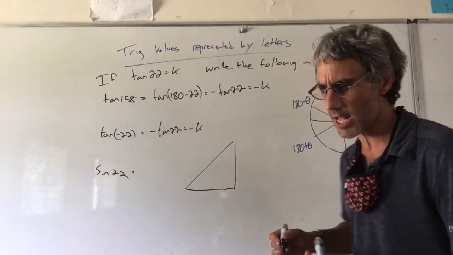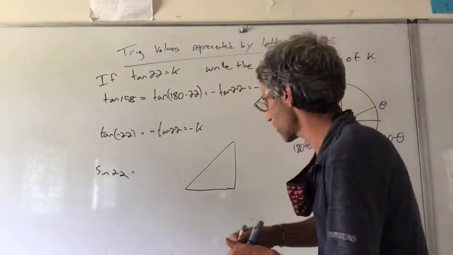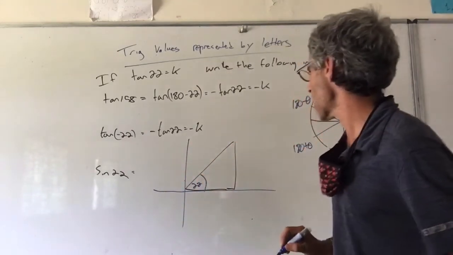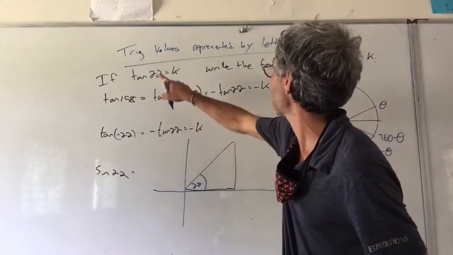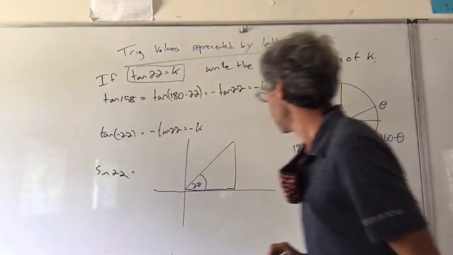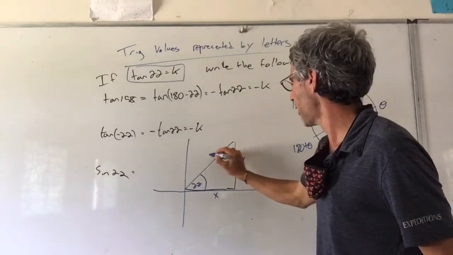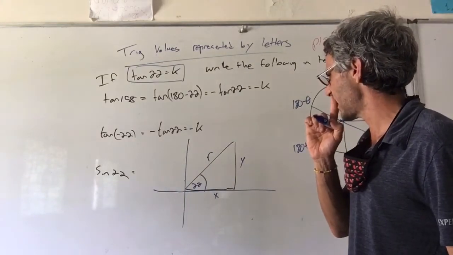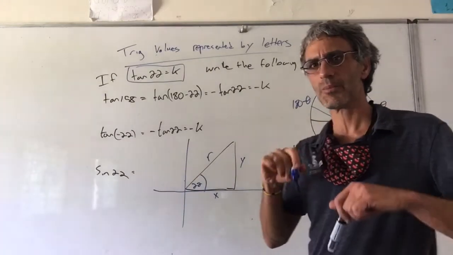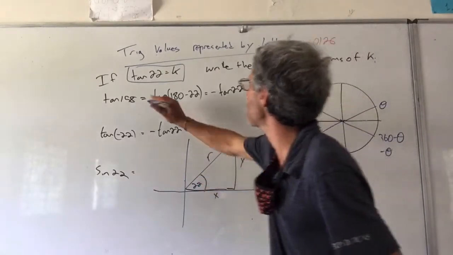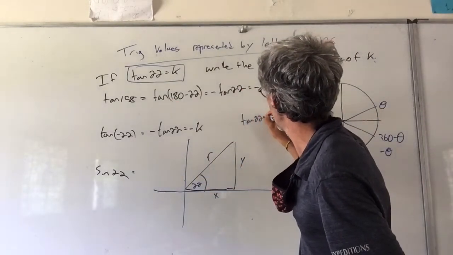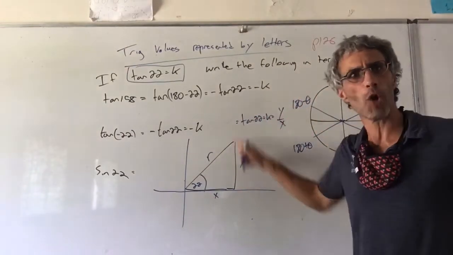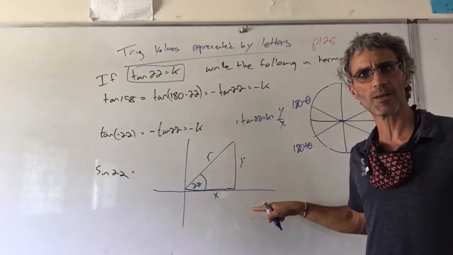I will draw it. Okay, so let's say this is 22, and I know that tan 22 is K, right? This is your X, and this is your Y, and this one is R. So what we're going to do is make a simplification. What is tan 22? Tan 22, which is K, is basically Y over X, right? Tan is opposite divided by the adjacent.